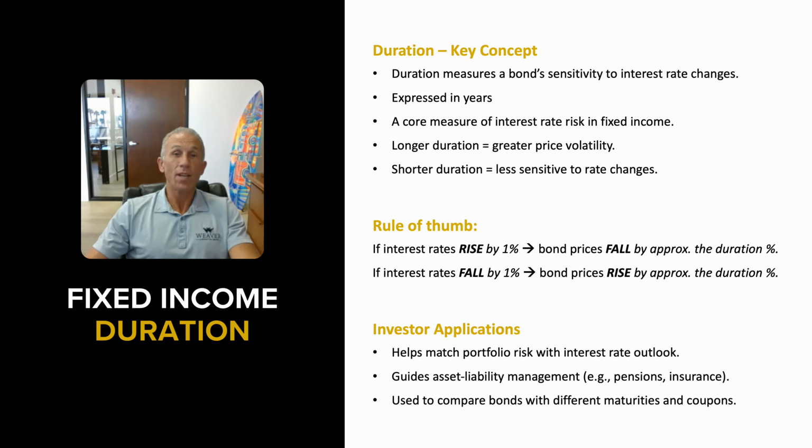So fixed income and duration. Duration measures a bond's sensitivity to interest rate changes, expressed in years. A core measure of interest rate risk in fixed income is duration. The longer duration is going to have more volatility, and the short duration is going to have less sensitivity to these rate changes. The rule of thumb is that if interest rates rise by 1%, bond prices fall by 1%, and vice versa. And the investor implication, again, is it helps us match portfolio risk with our interest rate outlook. It guides asset liability management for pension and insurance companies and is used to compare bonds with different maturities.